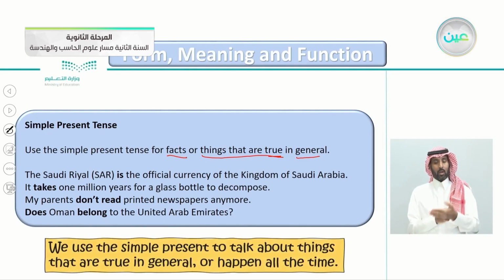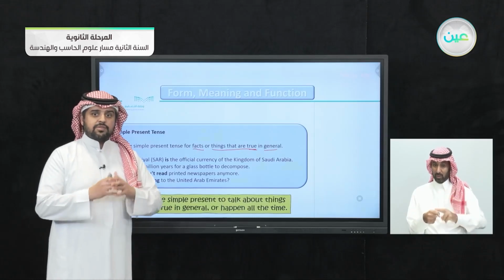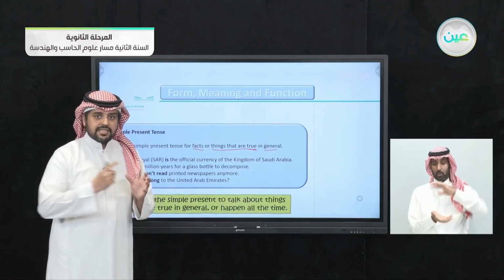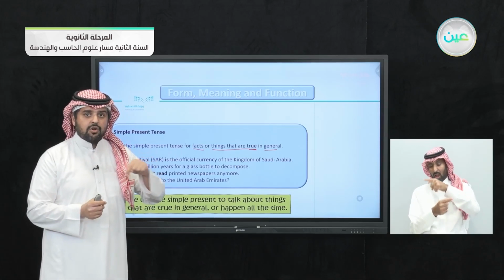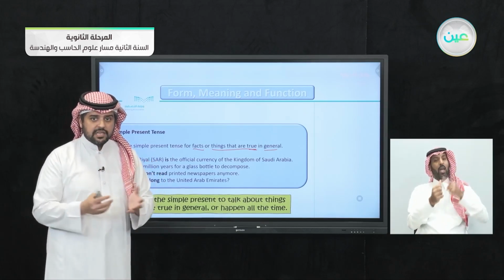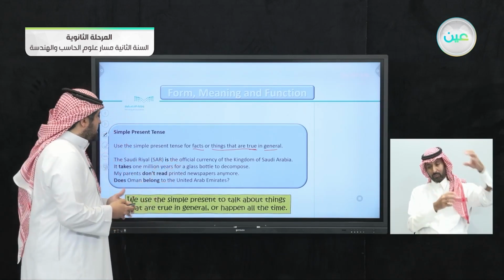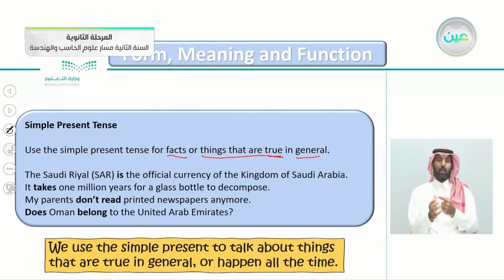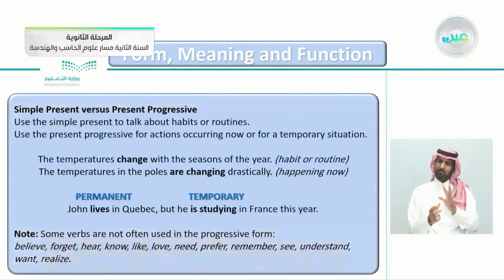We use the simple present tense to talk about things that are true in general or happening all the time. For example, when you say the earth circles the sun, this is happening all the time. The earth circles the sun every year, of course. So this is the use of the simple present tense: for facts, things that are true in general, or things that happen all the time.